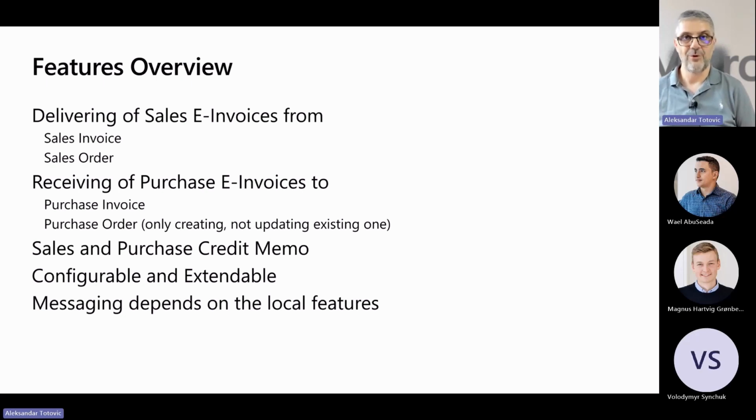Then about credit memos, both credit memos from sales and purchase side, they are covered with this release. And important, not about documents, this is configurable. You can configure on a really good level, and you can extend if you need for your local markets. All messages depends on local features because they cannot be introduced in a global feature. Only basic things are here. Everything else will be on a local level.